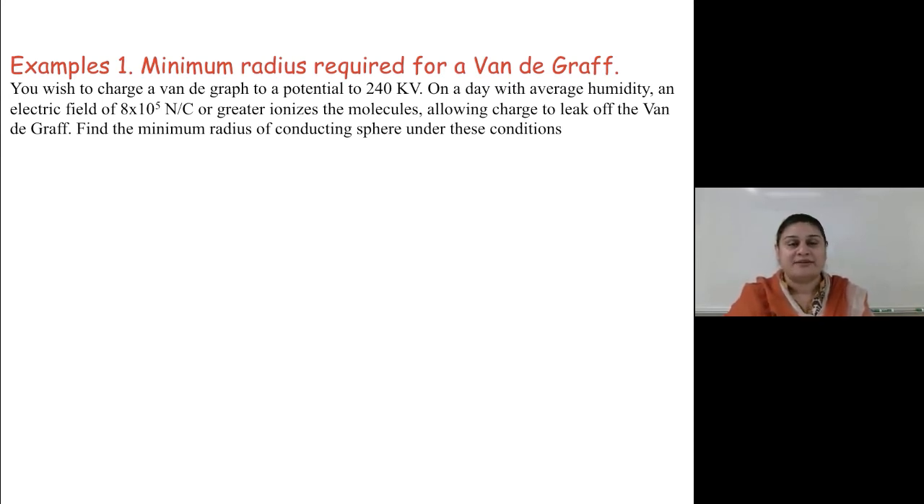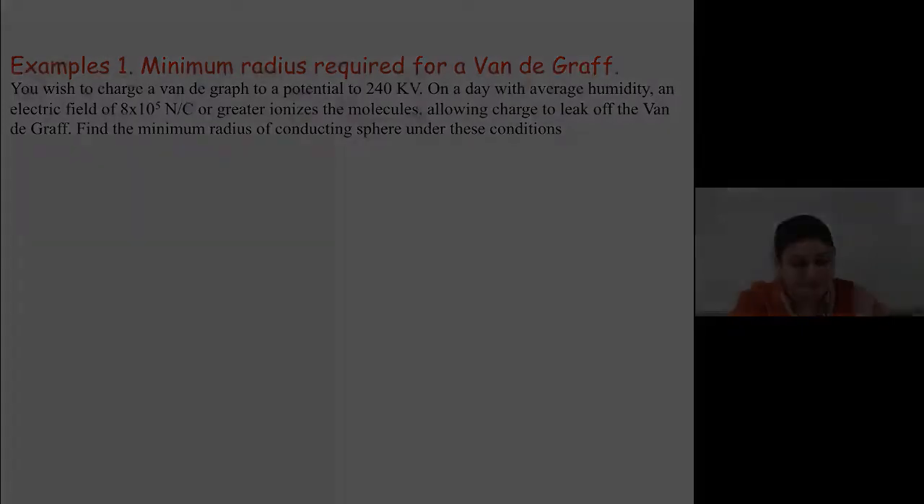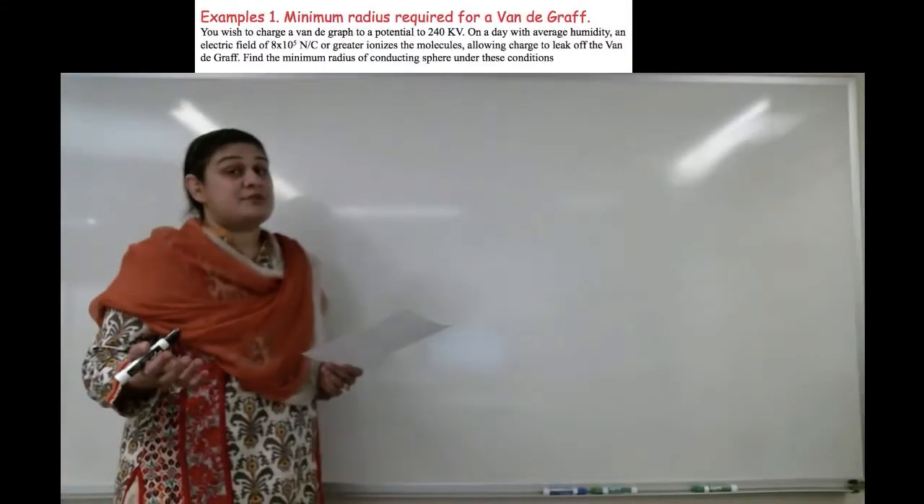Now let's do an example. You wish to charge a Van de Graaff generator to a potential of 240 kilovolts on a day with average humidity, and an electric field of 8 times 10 to the 5 newtons per coulomb or greater ionizes the molecules, allowing the charge to leak off the Van de Graaff. Find the minimum radius of the conducting sphere under these conditions. So this is a great example.